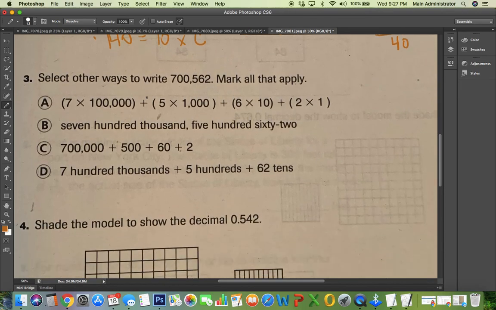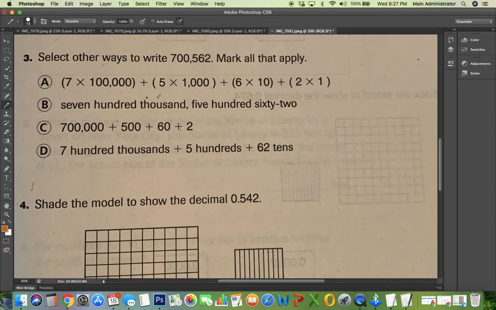Let's take a look at number 3. Select other ways to write 700,562. Mark all that apply. All right, I just said 700,562. Yes, B works. All right, is this 700,000? Yep. 5, is that in the hundreds place? Yes. Is the 6 in the tens place? Yes. And the 2 is in the ones place? Yes. This one works. I'm jumping around.